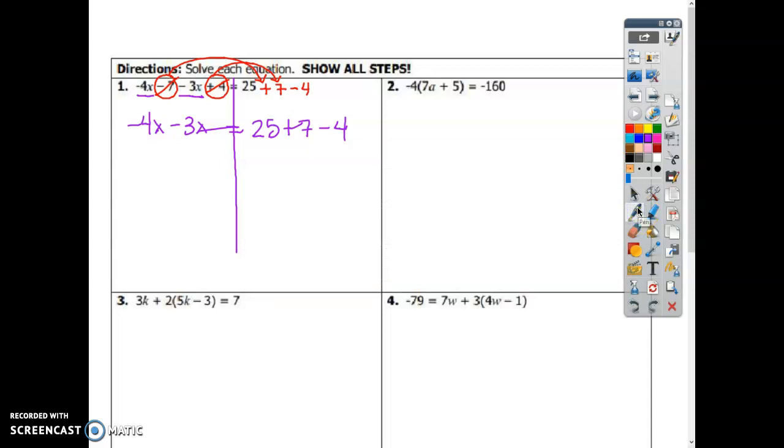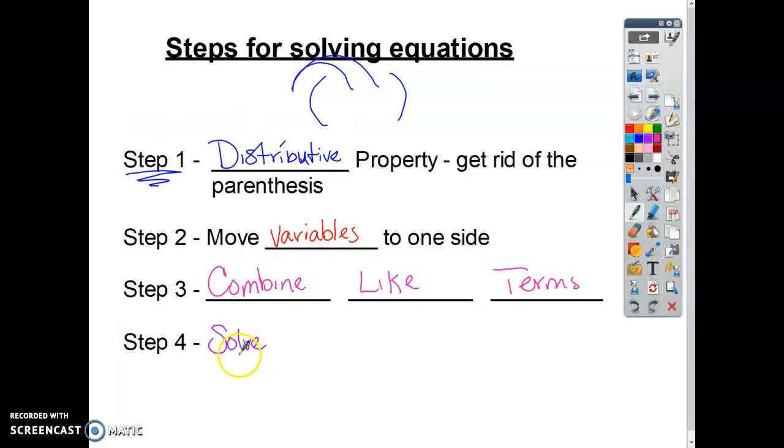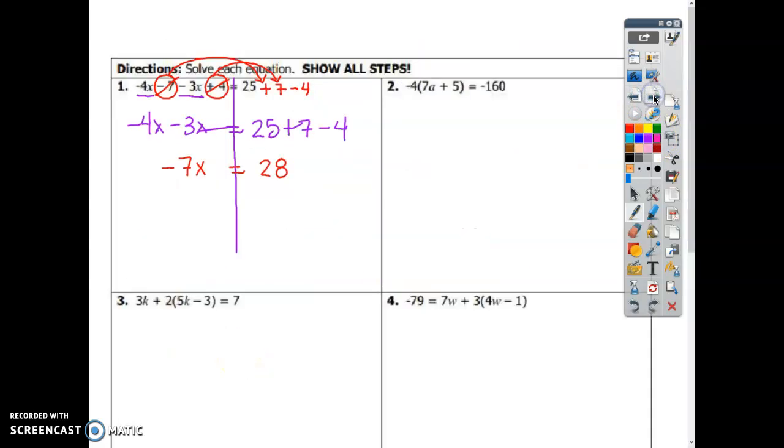So let's go ahead and write that down. This gave me negative 7x, and this gave me 28. And the last step is solve. And I told you that the last step is always going to be probably division. And in this case, we are going to have to divide because I got to separate these two.